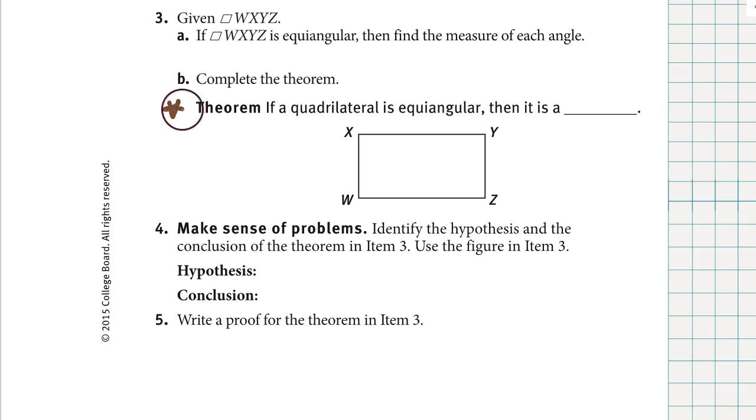Let's look at another theorem. If a quadrilateral is equiangular, meaning if it has equal angles, then it is a rectangle. This theorem gives us another way to determine if a 4-sided shape is a rectangle. We look at the angles, and if all 4 angles are equal, then they must be 90-degree angles, and we would know for sure it's a rectangle.